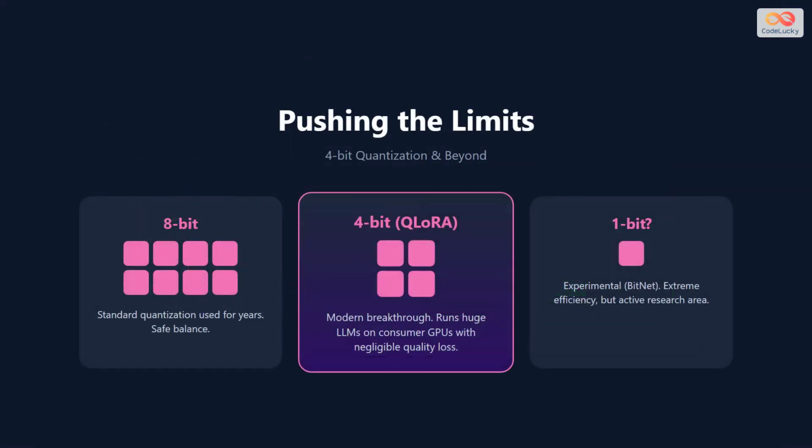Technology is moving fast. While 8-bit was standard for a long time, we now have 4-bit quantization techniques like QLoRA. This allows huge language models to run on standard gaming graphics cards with almost no loss in quality. Researchers are even experimenting with 1-bit models, which is the extreme frontier of efficiency.